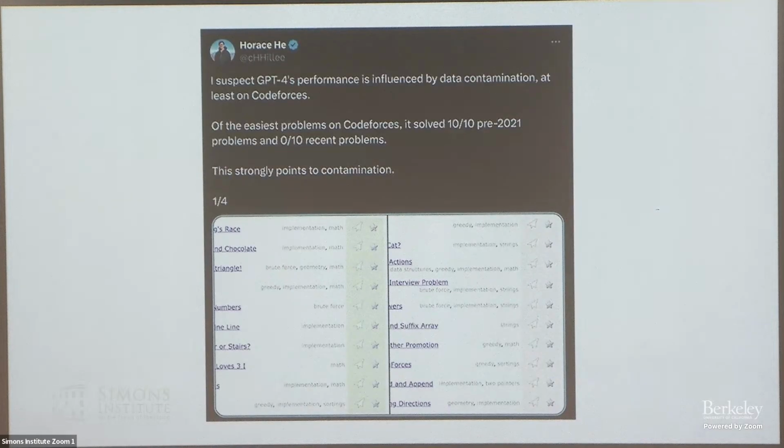And this has been commented on in various forms. So this is a tweet that says, GPT-4 came out, and it was amazing at this Codeforces problem solving, 10 out of 10 on pre-2021, and then 0 out of 10 on more recent problems. So this was a bit suspicious and points to some sort of train contamination.